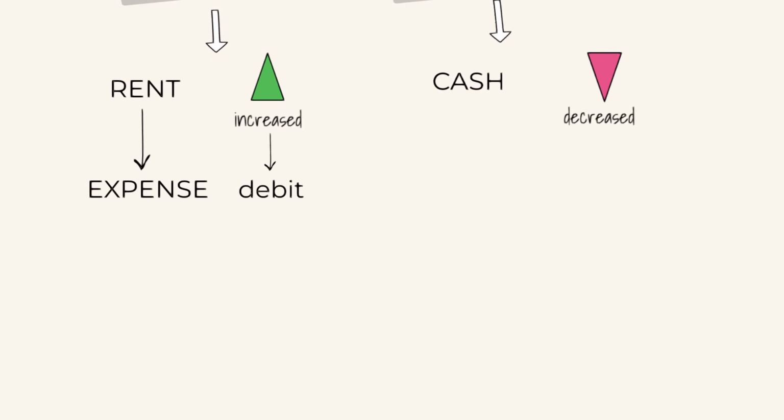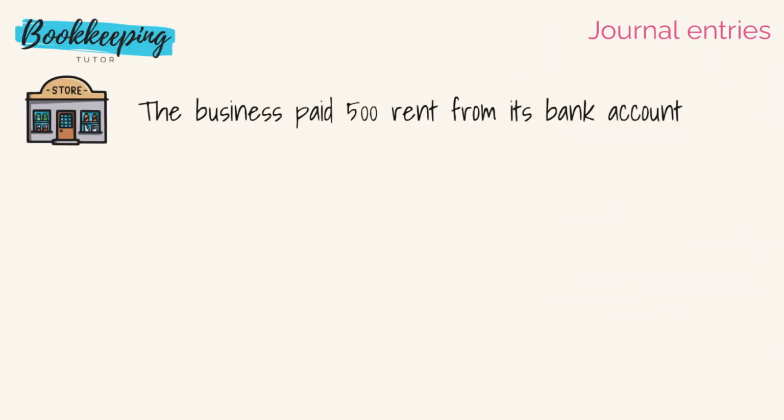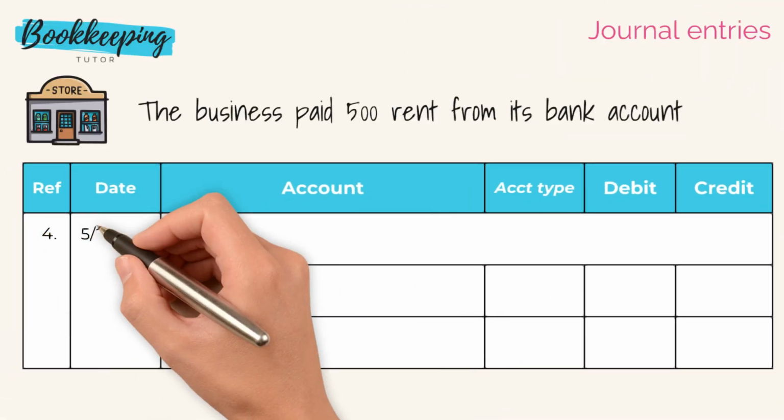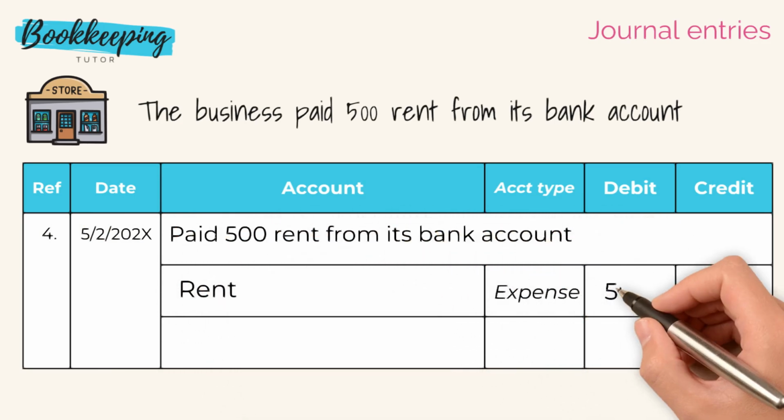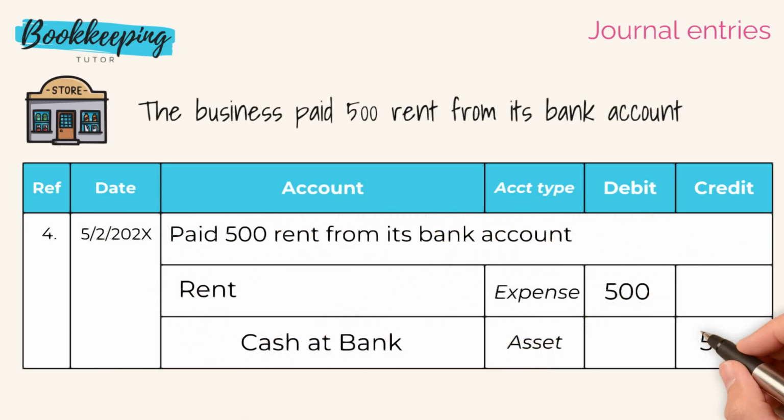At the same time, the cash decreased by $500. The cash is an asset account. The decrease on an asset account is a credit. Therefore, we need to credit the cash account by $500. So when business pays its rent by cash, it should be recorded as debit the rent expense and credit the cash account by the same amount.